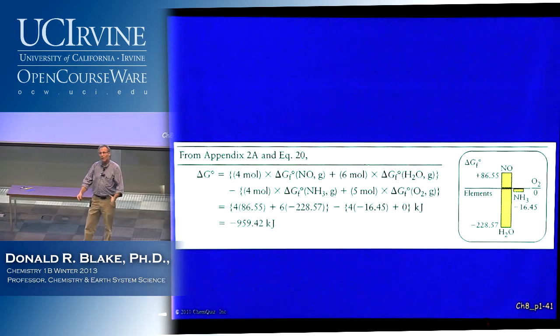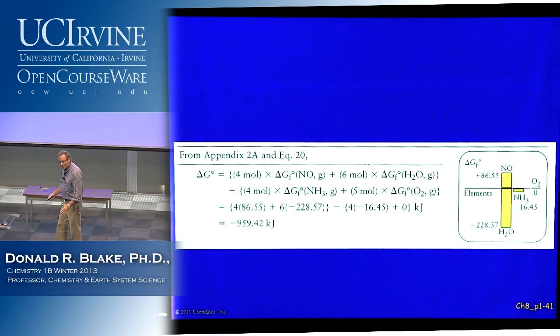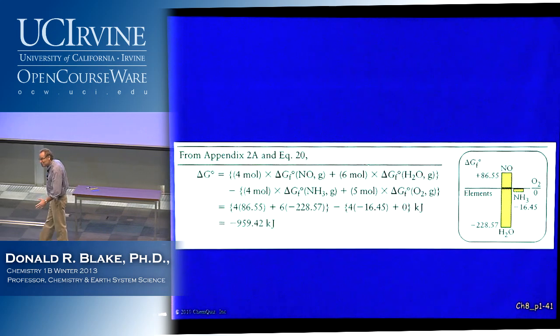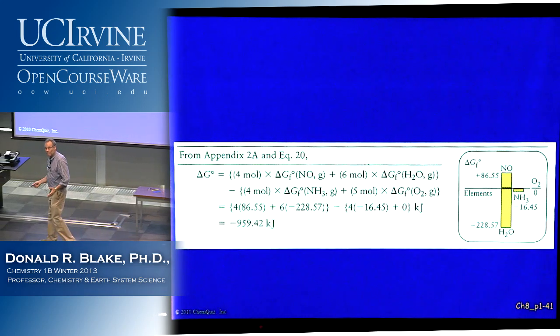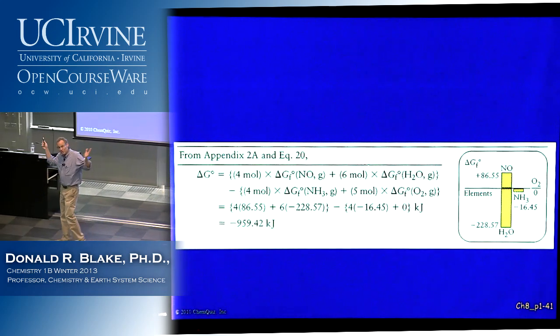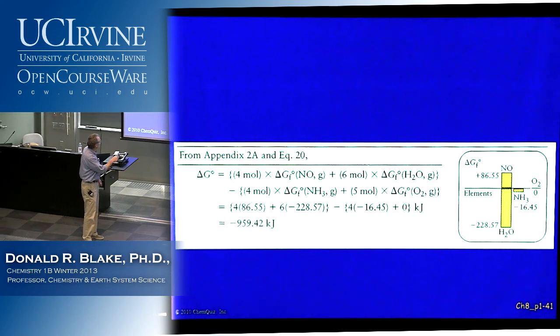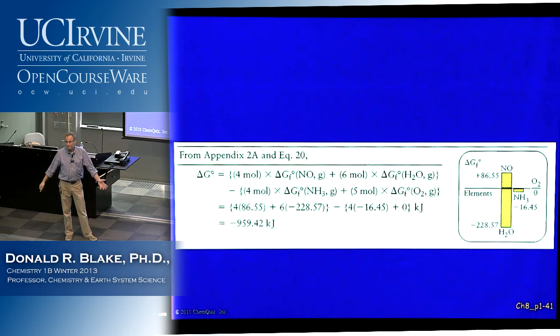So folks, if you are given delta S's and delta H's, then you can figure out delta G. Or if you're given delta G's of formation, then just use them. It's a whole lot easier.